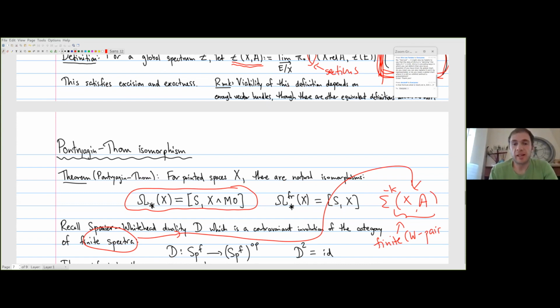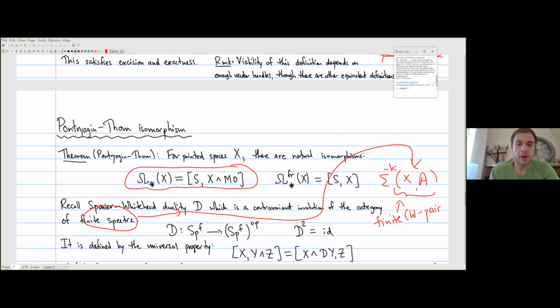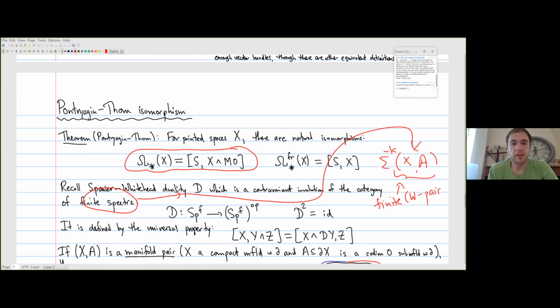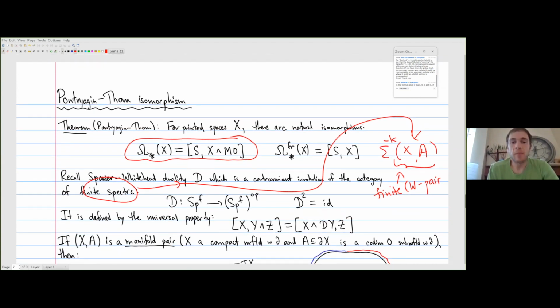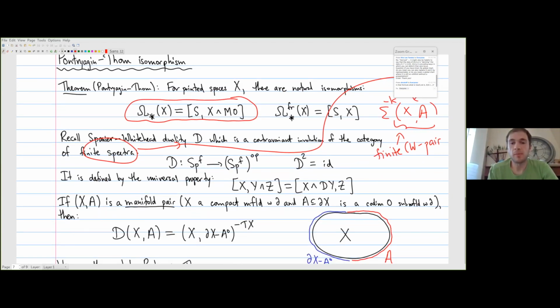Okay, so this category has a contravariant involution called Spanier Whitehead duality. One rather opaque way of defining it is it satisfies this universal property. So it's making it the so-called monoidal dual with respect to smash product. A more concrete way of defining it is the following. So take a manifold pair, what I'll call a manifold pair X comma A. So that means X is a compact manifold with boundary, and A is a codimension 0 submanifold with a boundary. So X comma A is some pair.